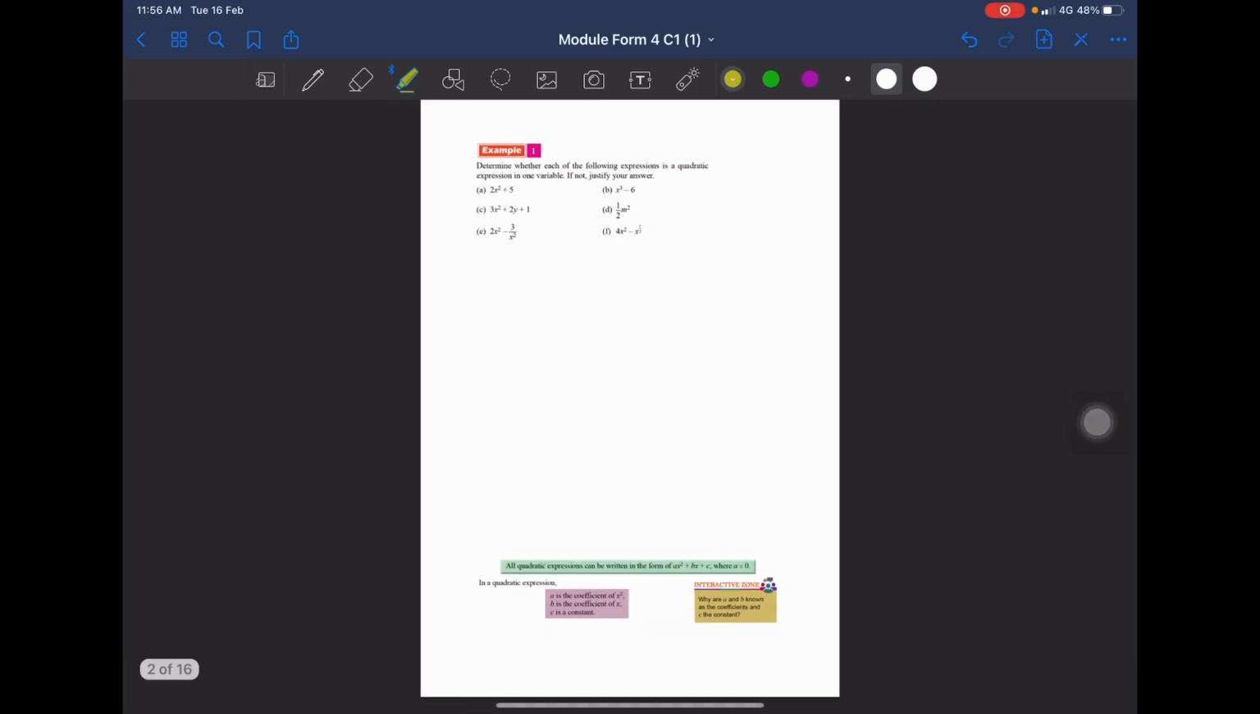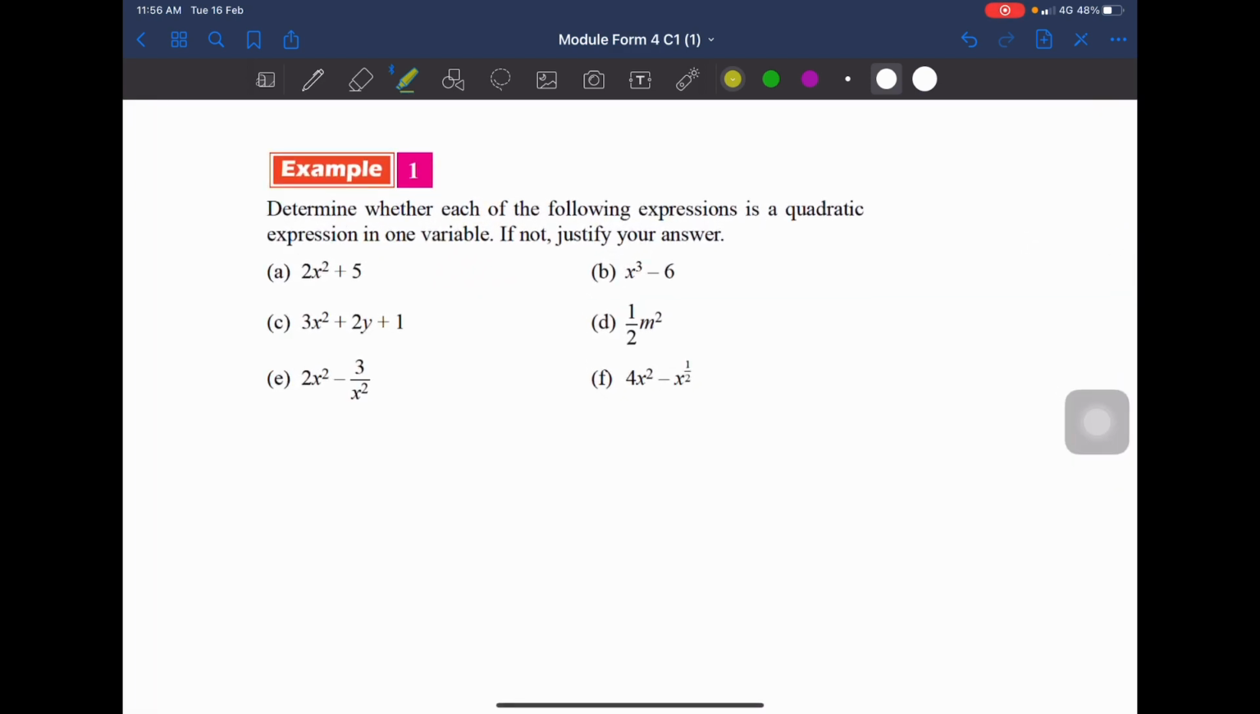Okay, so let's have a look at the first example. Determine whether each of the following expressions is a quadratic expression in one variable. If not, justify your answer. Okay, so di sini apa yang awak kena check ada dua benda. Yang pertama adalah pastikan dalam expression tersebut hanya ada satu unknown. Kalau x sahaja semua x. Kalau y sahaja semua y. Kalau m semua m. Then kita check power. Power tertinggi mestilah 2. The highest power must be 2. Bukan 3, bukan 4, bukan negative 1, bukan negative 2.